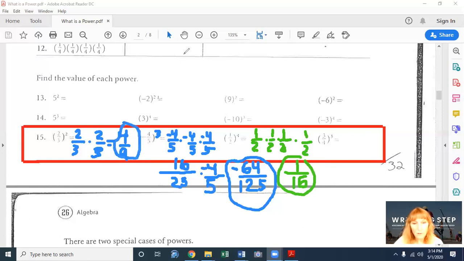Okay. And then the last one is 3/4 to the 3rd power. So we get 3/4 times 3/4 times 3/4. And what would that be? 3 times 3 is 9. 3 times 9 is 27 on top. And on the bottom, 4 times 4 is 16. 16 times 4 is 64.